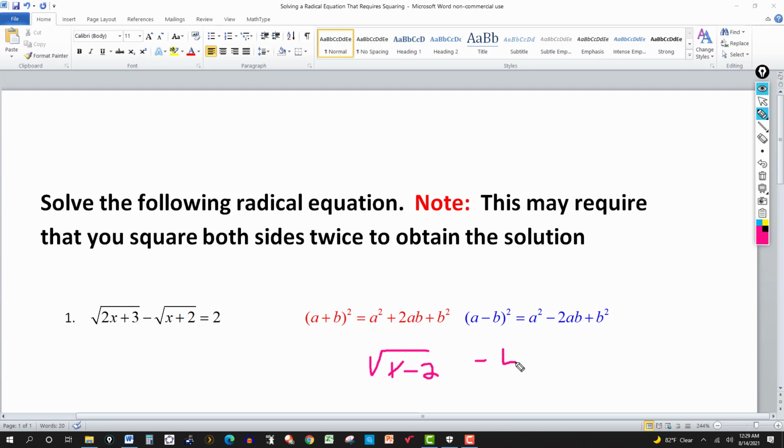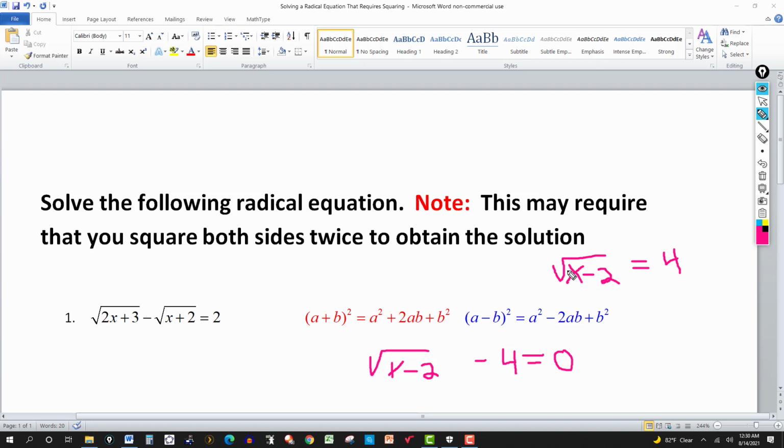minus 4 is equal to 0. And we isolate the radical. So that means we add 4 to both sides and write this as the square root of x minus 2. Adding 4 to both sides will give us this equation.